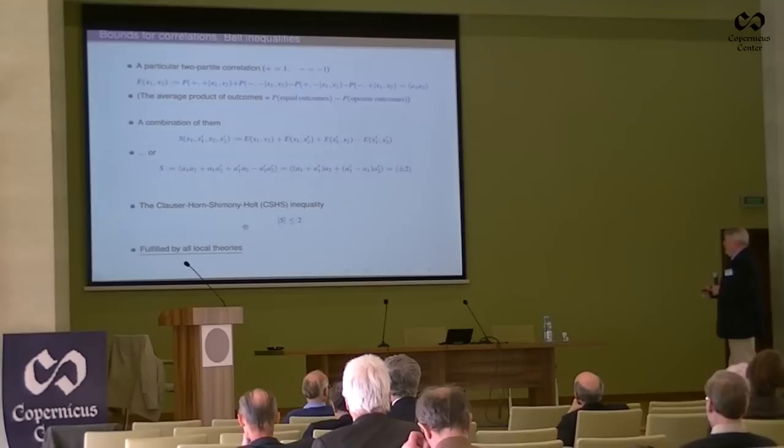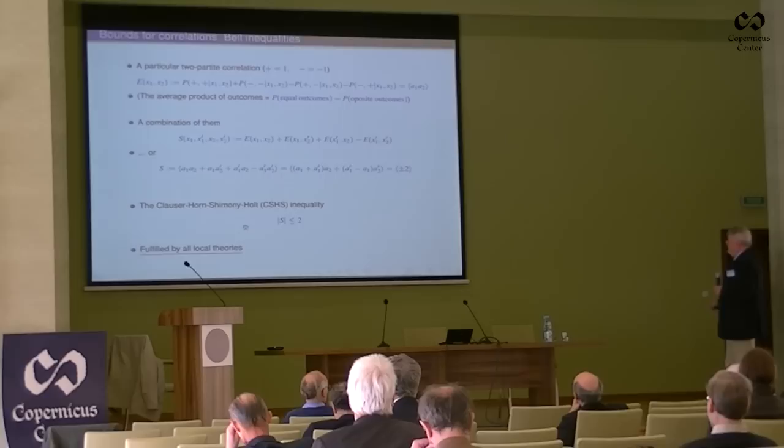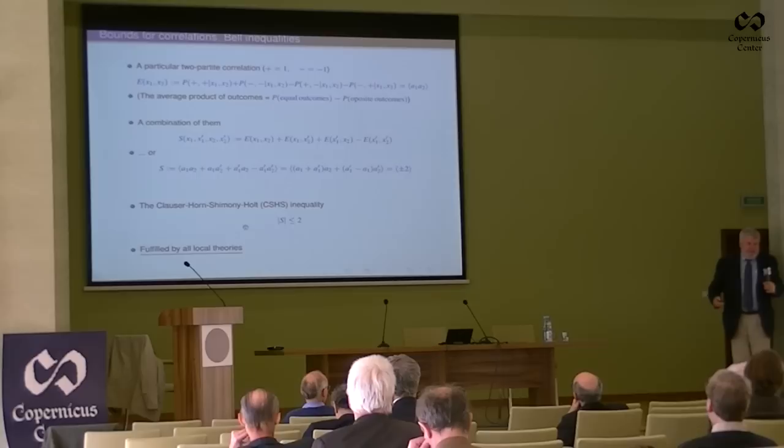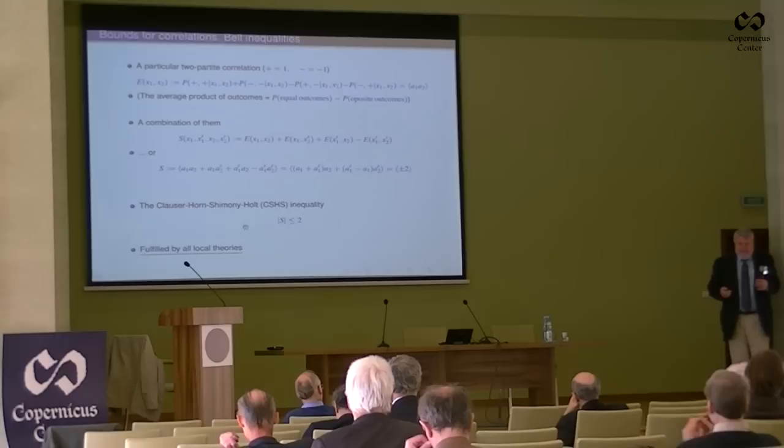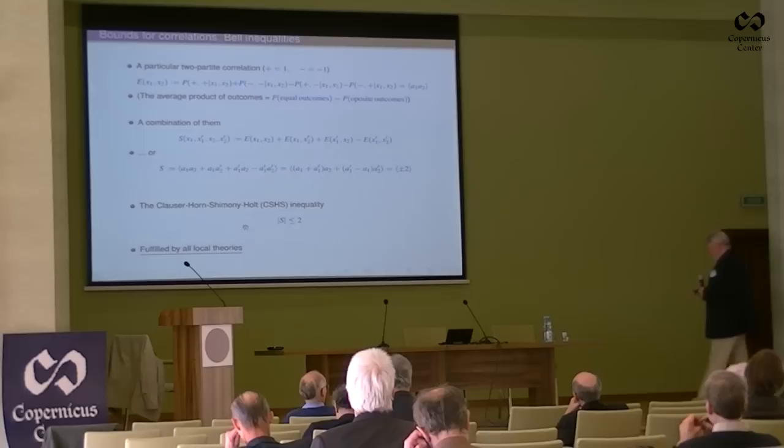So in principle, you can maybe arrange this in this way, that these three E's at the beginning have value one, and the last one has value minus one, which will give four in this case. You know that it is not possible in quantum mechanics, because in quantum mechanics there is the Tsirelson inequality, which does not allow this.